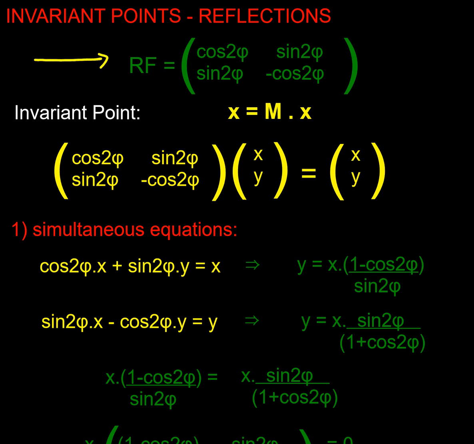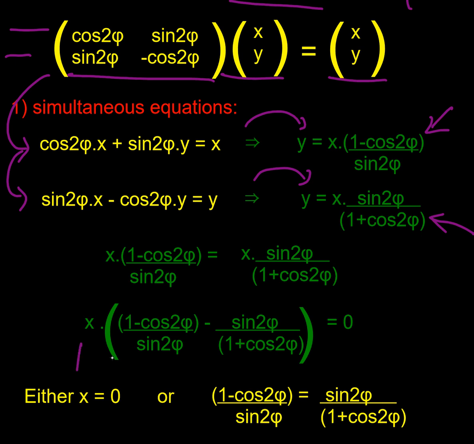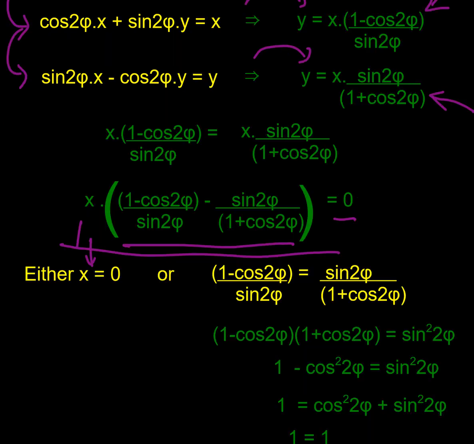Next one, reflections. Well, I can do the same sort of thing here. Here's my equation: my matrix times my vector must equal my vector. If I write that as two simultaneous equations, I can rearrange them, get y in terms of x, and also cos 2 phi. That's the angle. The phi is the angle of the mirror line. So what happens here? I could rearrange it to this equation here. Well, if that's going to be 0, then either x is 0 or the bracket is 0.